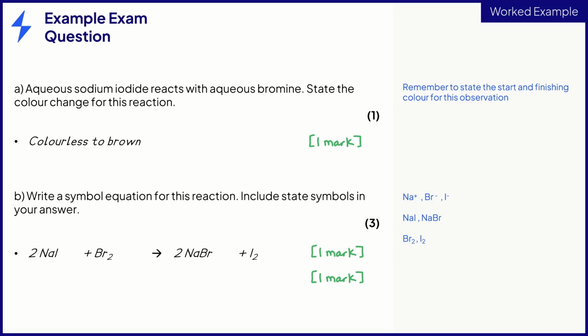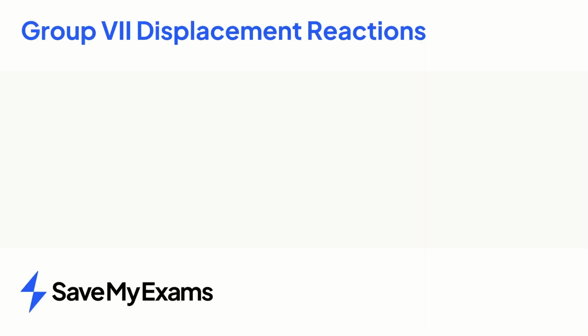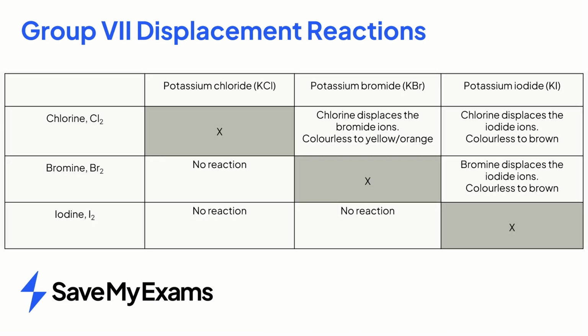None of the parts of this reaction are solids or gases, so the state symbols will not be S or G. You are told in Part A that both sodium bromide and the iodine are aqueous. Therefore, we can use aqueous for all state symbols to gain the third mark. The displacement reactions for the Group VII elements are shown in the following table.